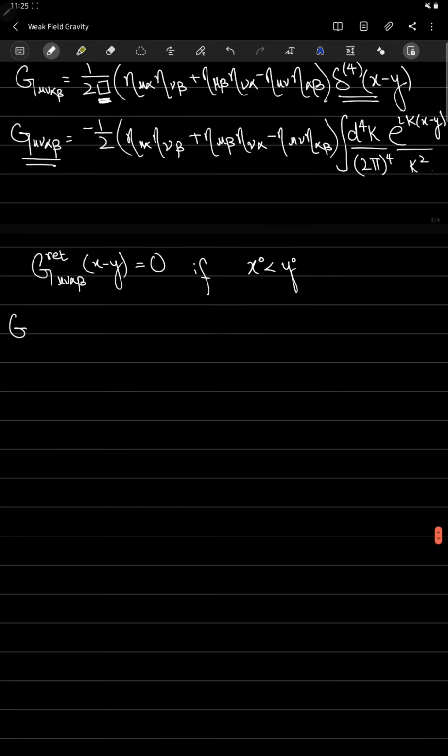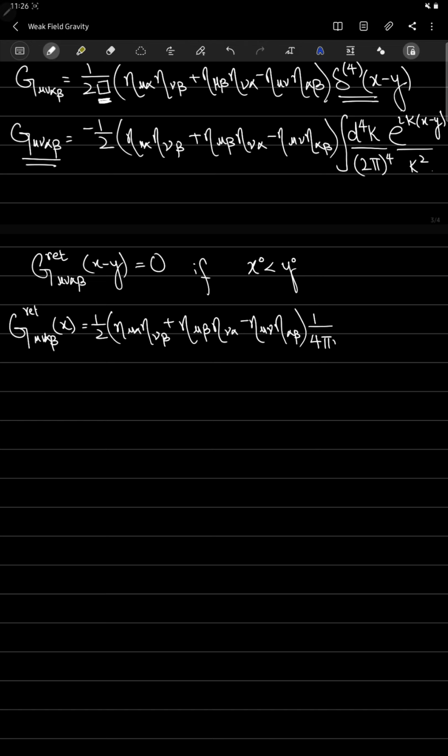And after choosing a contour in the complex plane, I can write down this retarded Green's function G_{μναβ} of x, of course, is equal to 1 by 2 (η_{μα} η_{νβ} plus η_{μβ} η_{να} minus η_{μν} η_{αβ}) times 1 over 4πr delta the absolute value of vector x minus x naught. Right, so that's your retarded Green's function.